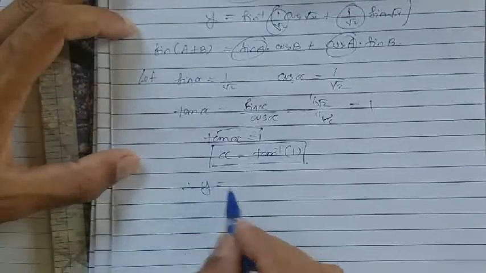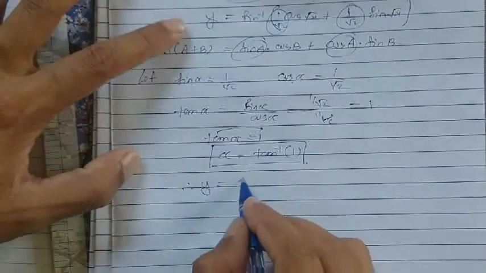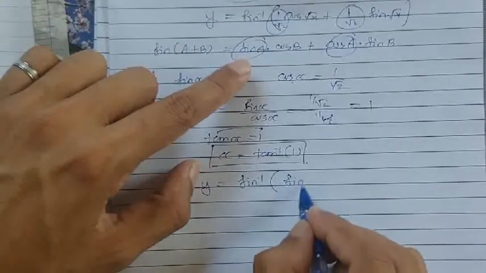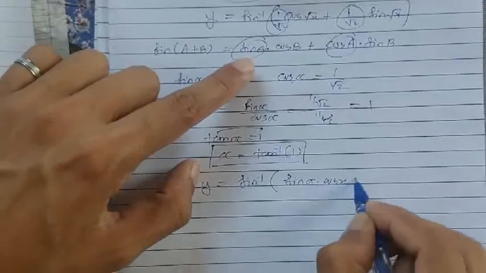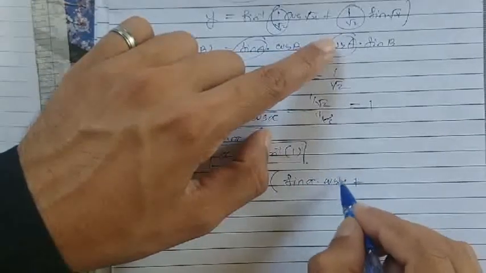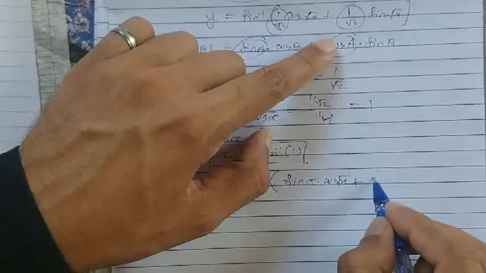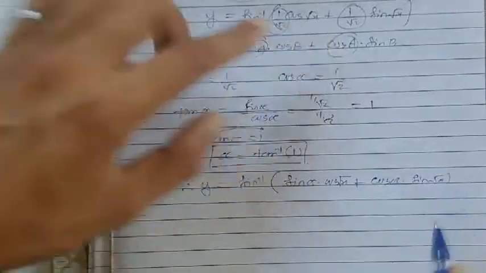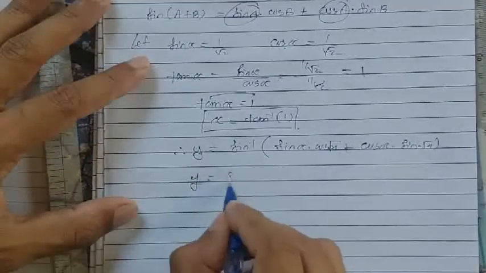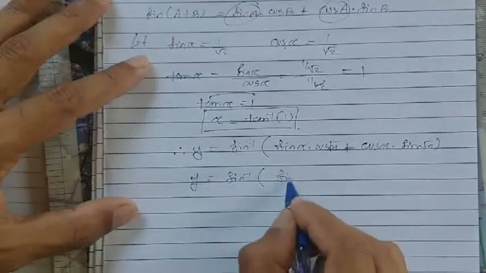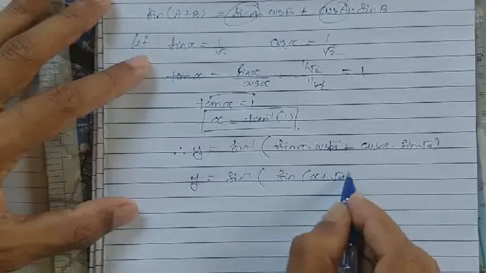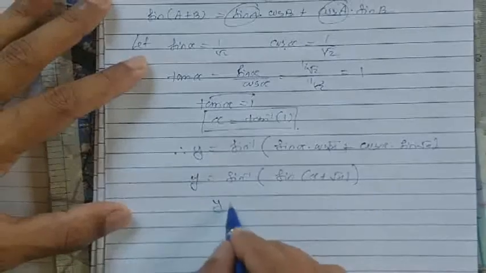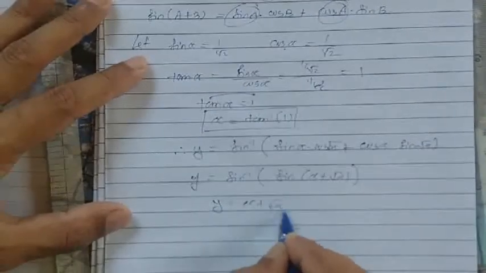Therefore, what is our y value here? y equals sin inverse of sin of alpha into cos of root x plus cos of alpha into sin of root x. So what we get? It is the allied angle formula for sin of alpha plus root x. So sin inverse sin cancelled each other, gives us y equals just alpha plus root x.